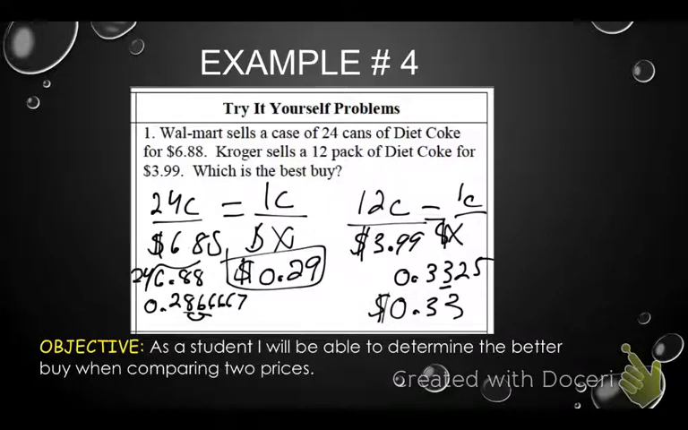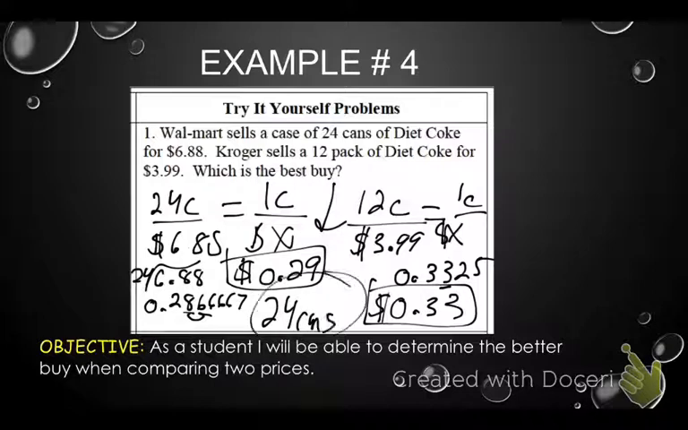So which one do you want to use? The 33 cents per can or the 29 cents per can? Well, in this particular case, the better buy is the 29-cent one at Walmart. Okay, so which one is the better store or better buy? The 24 can. All right, so the 24 cans, and that is the better buy.